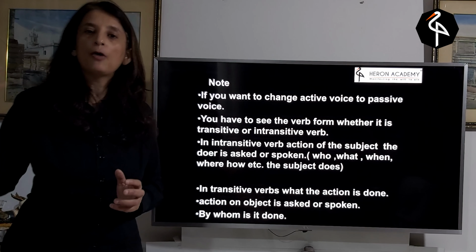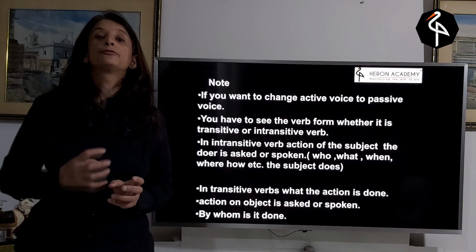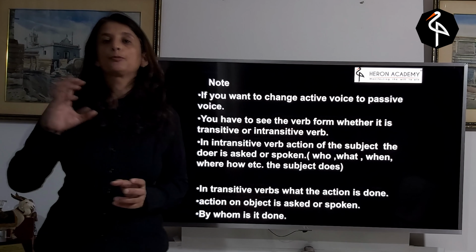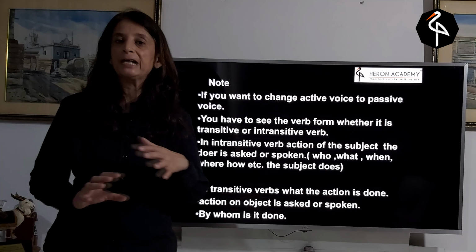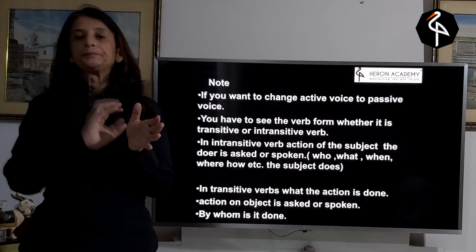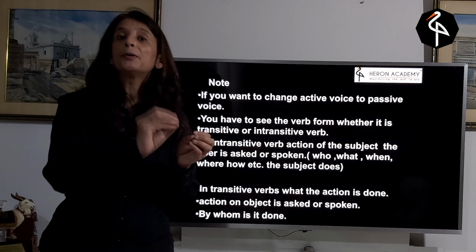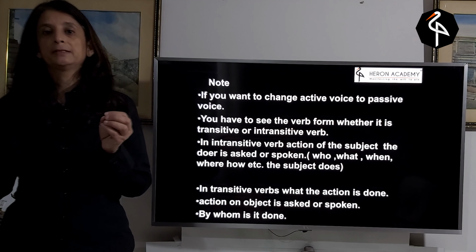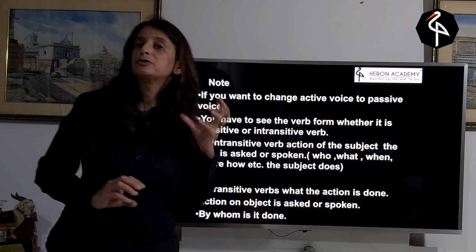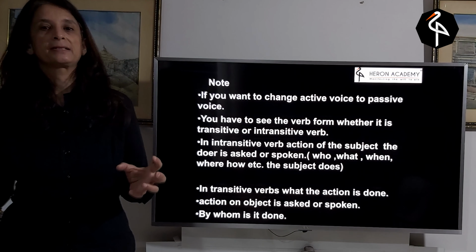Now in my following sessions, you will come to know what the different rules are that we need to keep in mind to change active into passive, because there are different types of tenses in active voice. What are the points that you have to keep in mind when you are changing a particular tense into another tense? What are the different types of prepositions that you are going to use when you change this active sentence into passive?